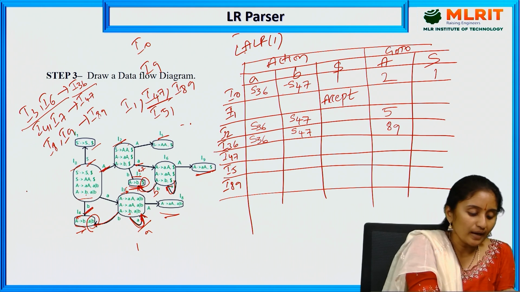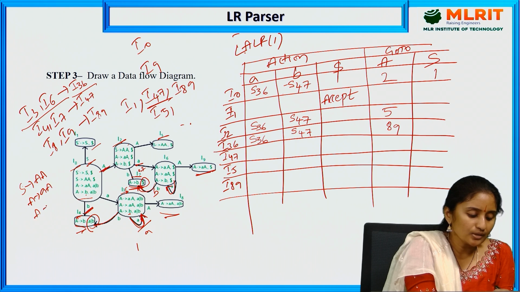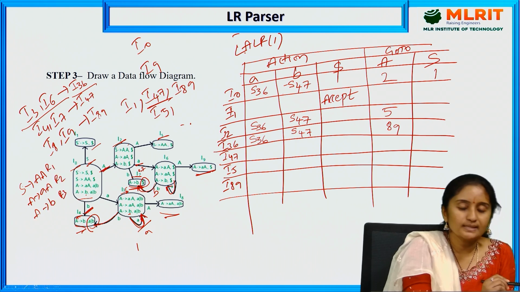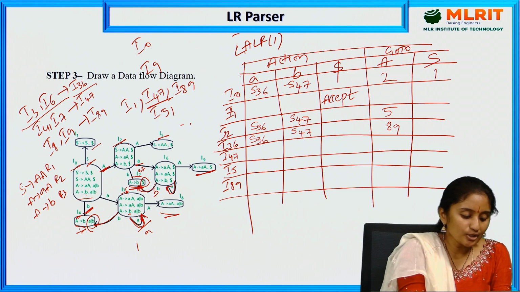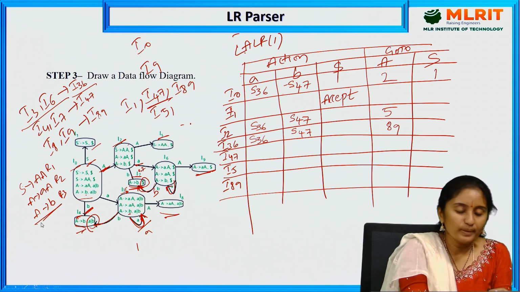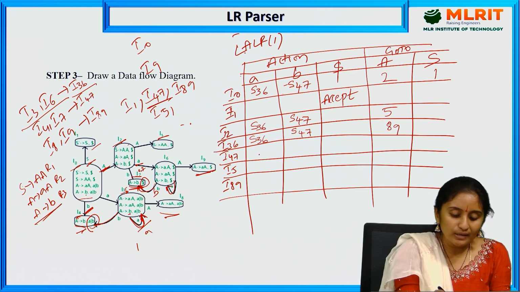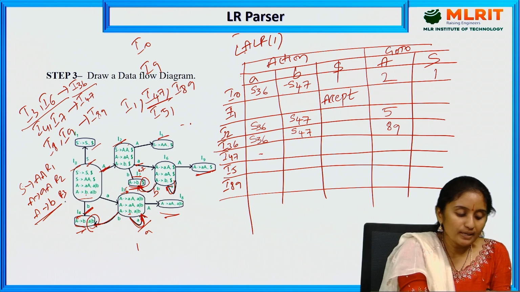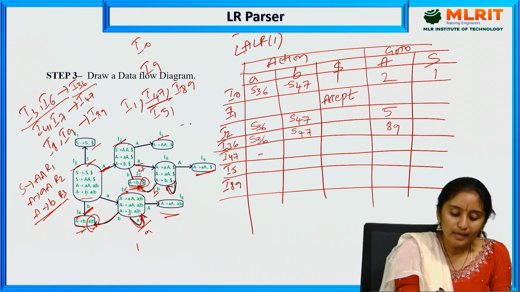So let me write the original grammar here. S tends to AA, A tends to aA, A tends to B. This is R1, this is R2, this is R3. So what is the production in I4? A tends to B. So in the place of I4 7, the reduction number is R3. And what are the lookahead symbols of I4? A comma B.